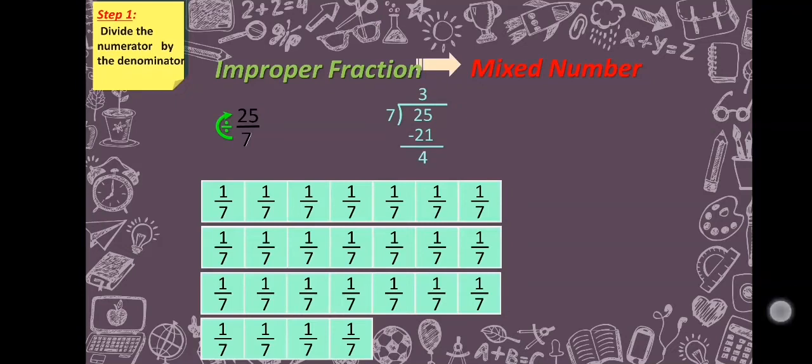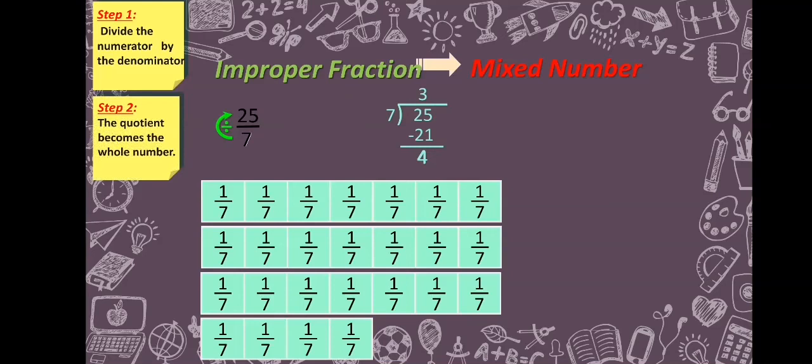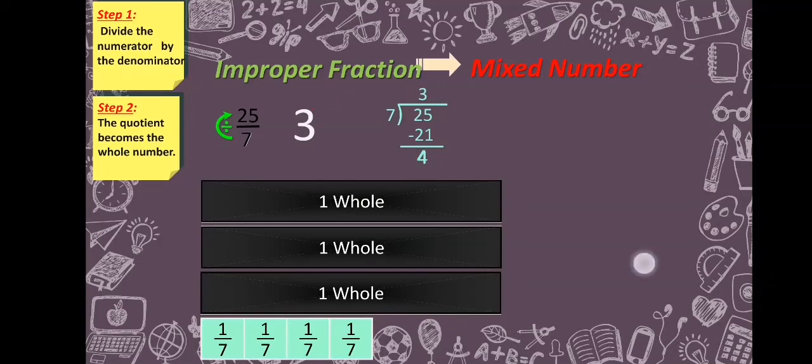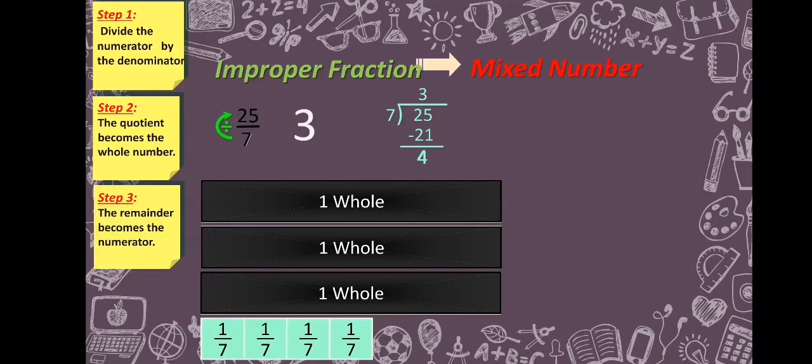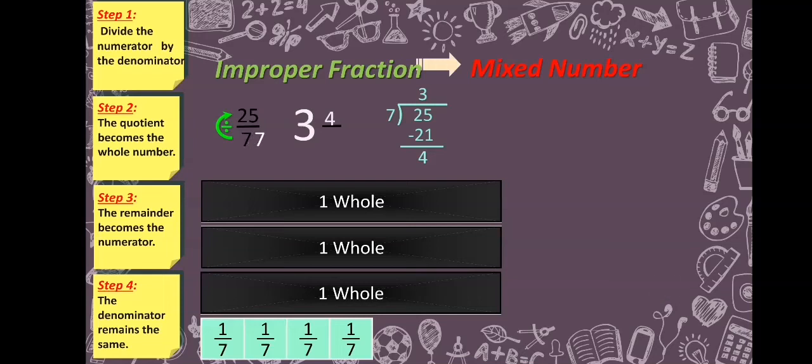Step 2. The quotient becomes the whole number, so our whole number will be 3. As you can see, we have 3 wholes inside 25 over 7. Step 3, the remainder becomes the numerator. So our numerator will be 4. Step 4, the denominator stays the same. So our denominator will be 7. So 25 over 7 equals 3 and 4 over 7.